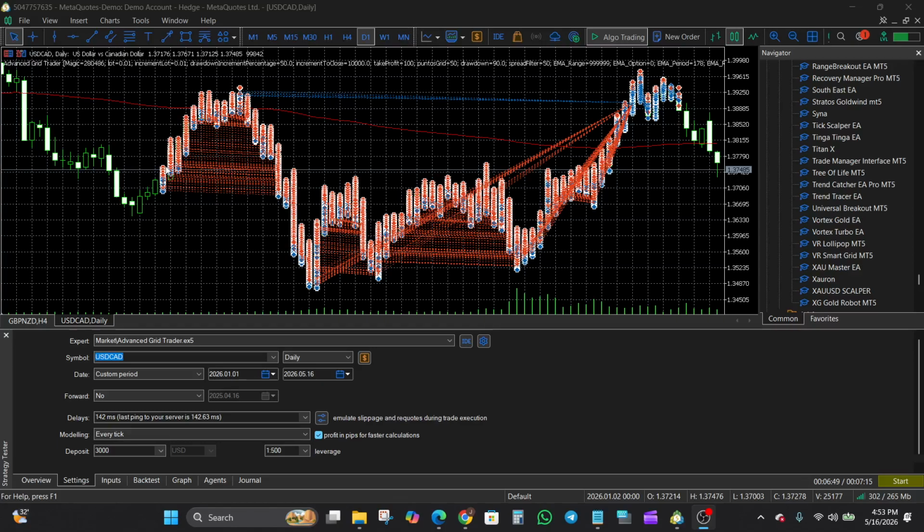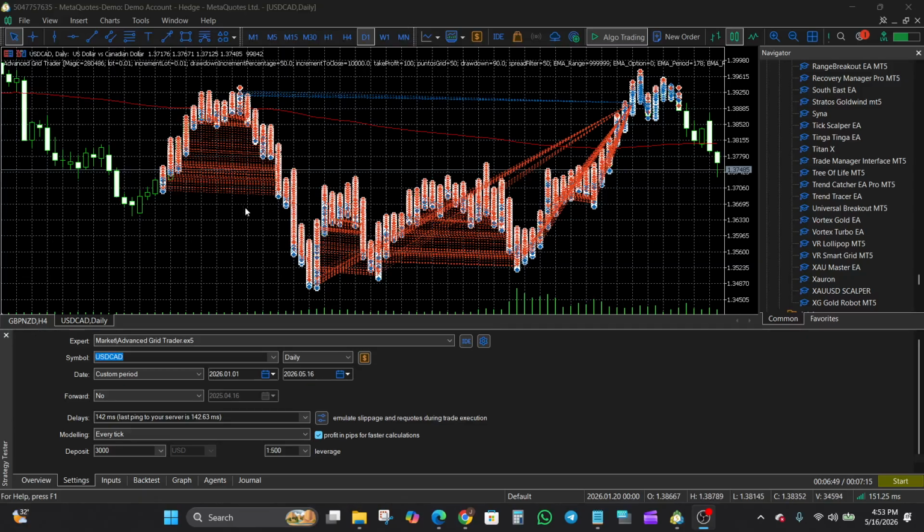Okay, so you can see that the system builds positions in a structured grid manner, meaning trades are not just single entries, but rather layered positions that respond to price movement within defined levels. At times, the market moves in one direction and the grid expands gradually, while in other conditions, it appears to manage both sides of the market depending on how price interacts with the EMA zone described earlier.